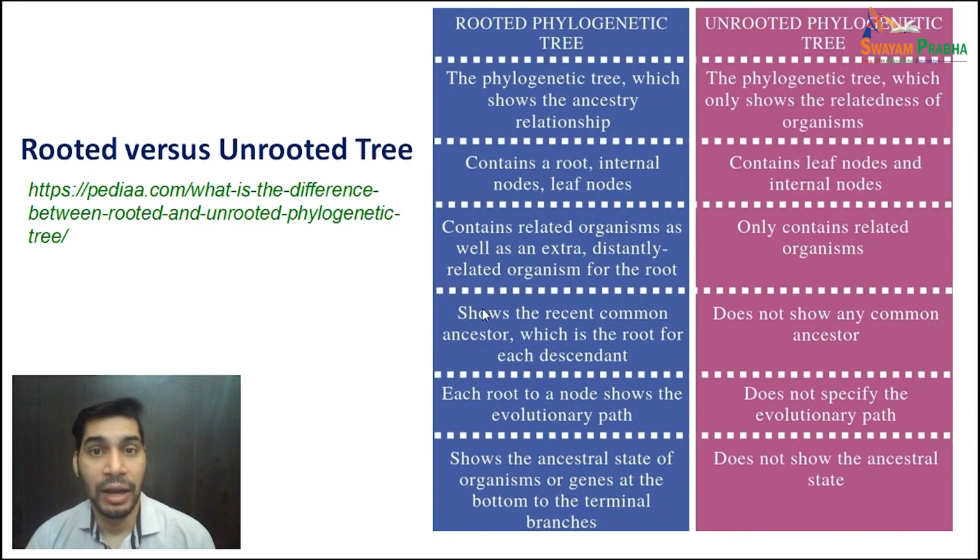A rooted phylogenetic tree shows the ancestral state of the organisms or genes at the bottom to the terminal branches, whereas unrooted tree does not show the ancestral states. So if you see broadly, they do differ in terms of whether a root is present or not. A root basically means the common ancestral form of the descendants.